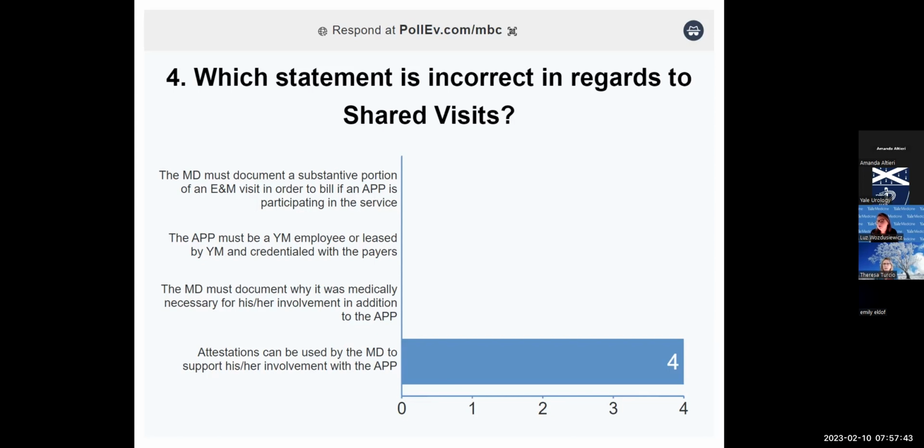So which statement is incorrect? Based on MDM or total time. So it could be based on your medical decision-making or total time.